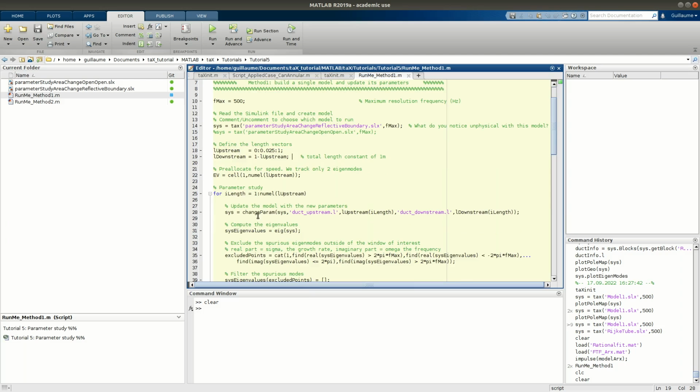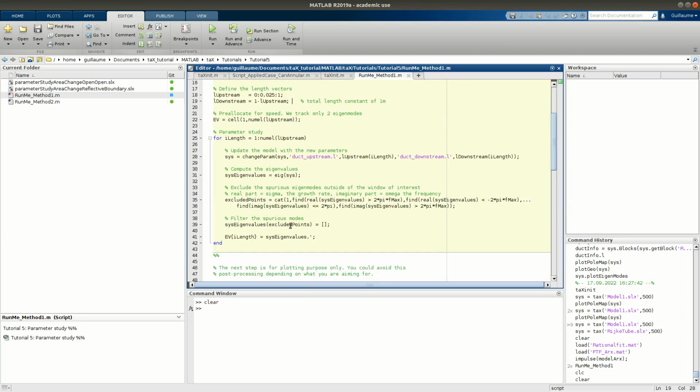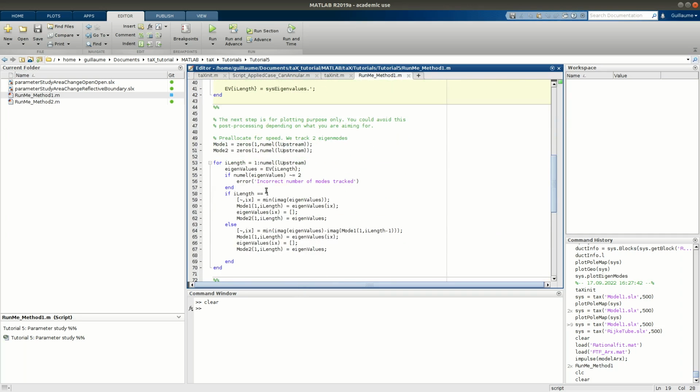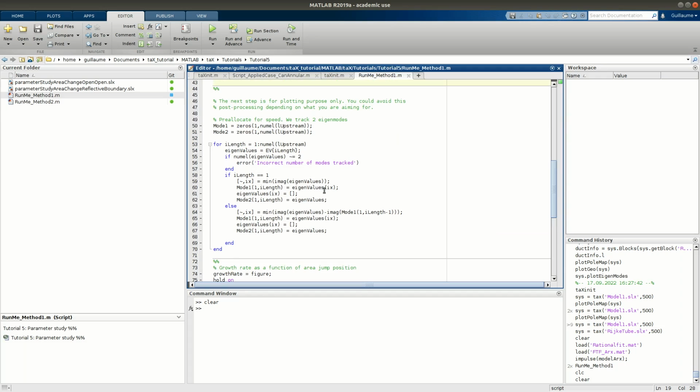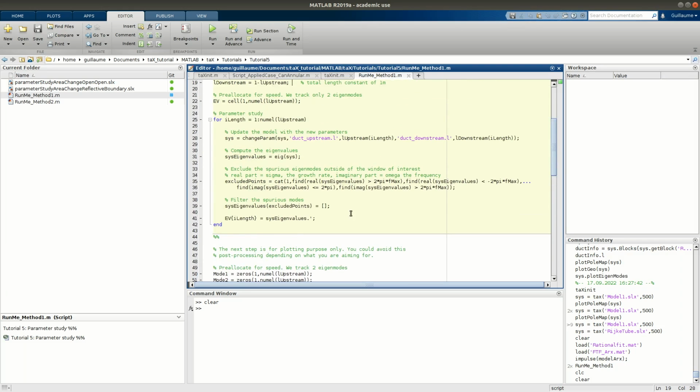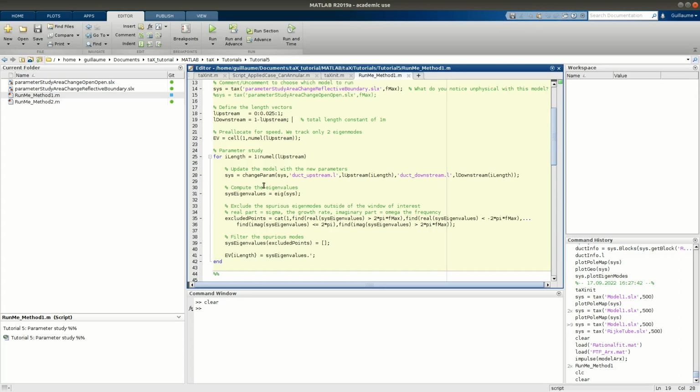And the key thing, here I create a loop for all my different lengths. A lot of this code is just for plotting purposes. I want to track the eigenmodes and identify them properly. You can look into the details, but it's not important for this example. The key thing is this line here, where we say we want to changeParam, so change the parameters of our model.